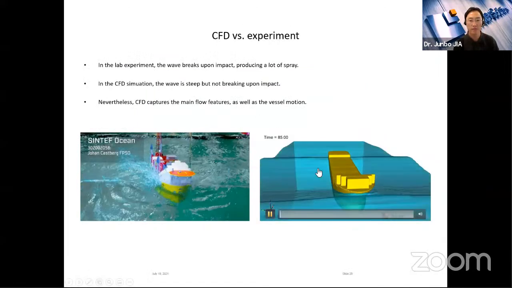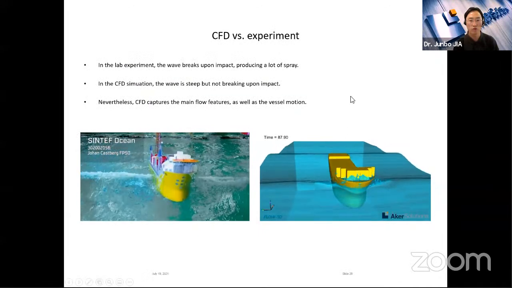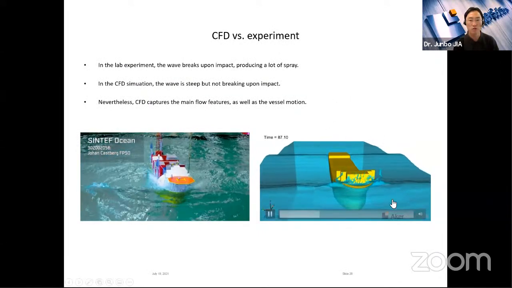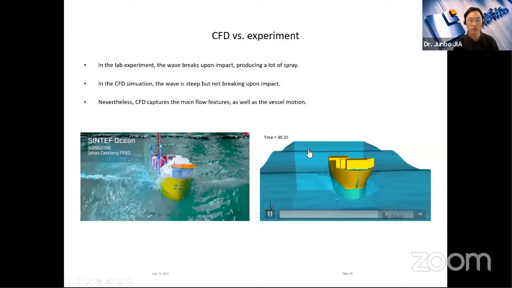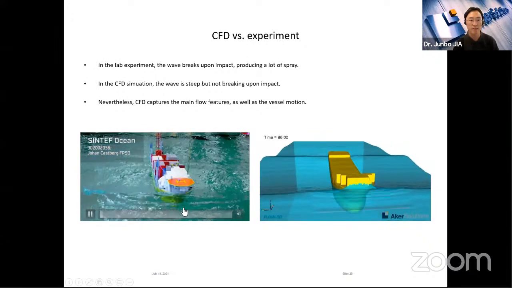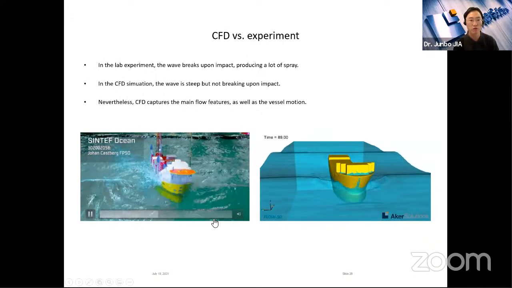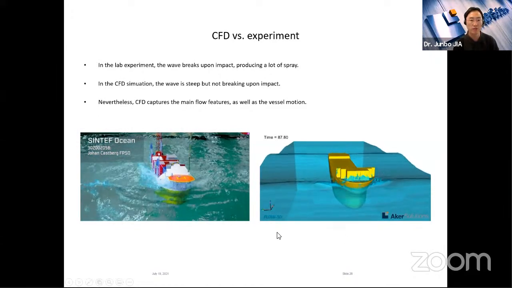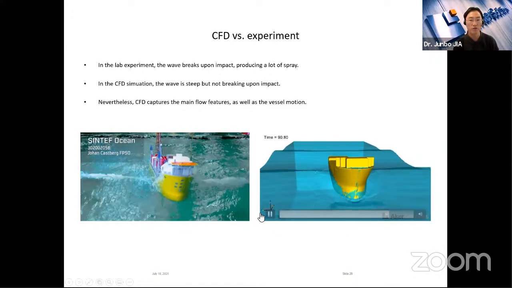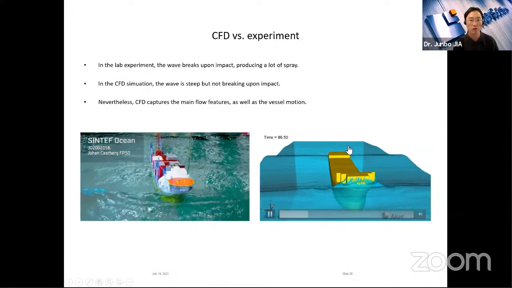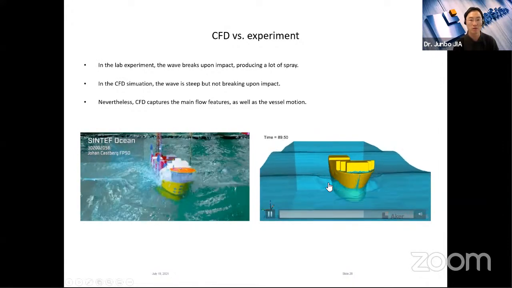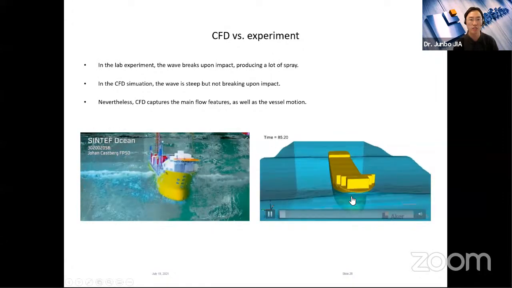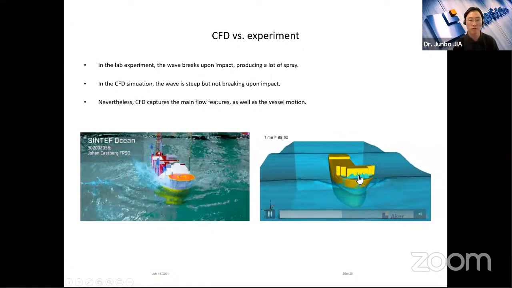And this is actually one of the correlations between the numerical computation and model testing in the ship basin. We see a very close match between each other. So, which means in the future, we can very much rely on our numerical model to do the optimization for the design of this floating vessel.